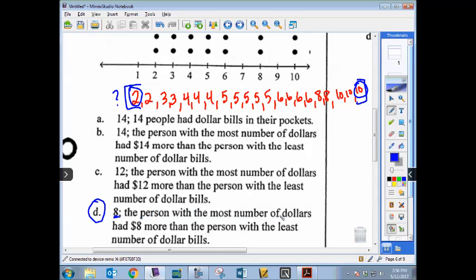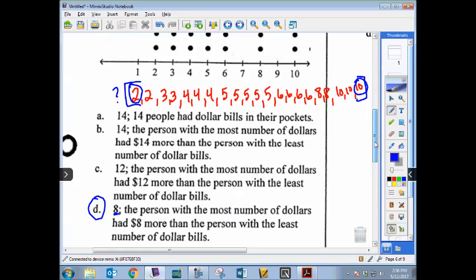The person with the most number of dollars had $8 more than the person with the least number of dollar bills. So that one really probably shouldn't have been multiple choice like that, or I should have had two with $8 and done a different meaning, I guess. But regardless, this is going to be your answer there.